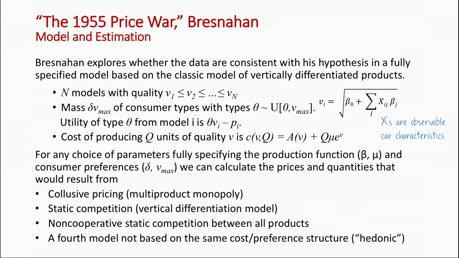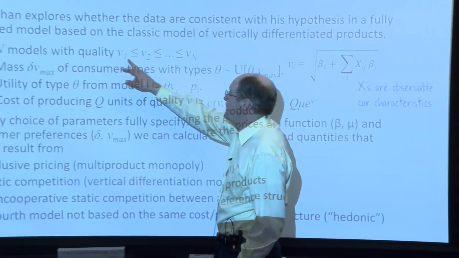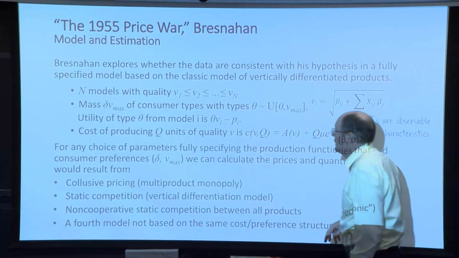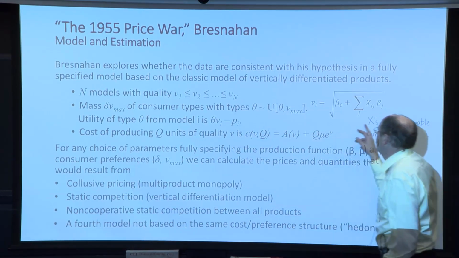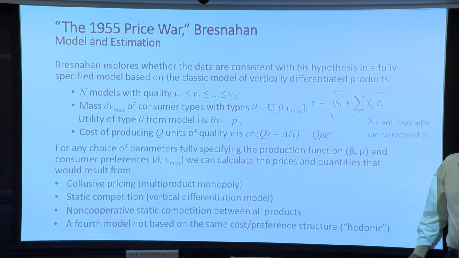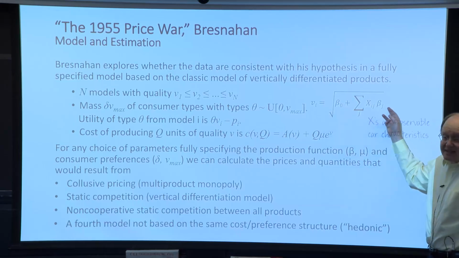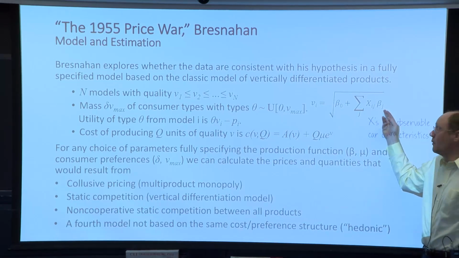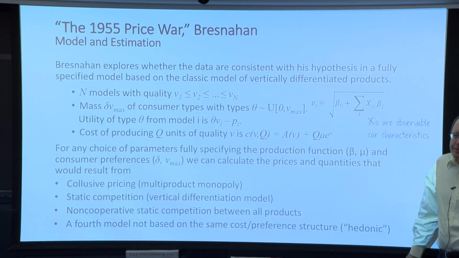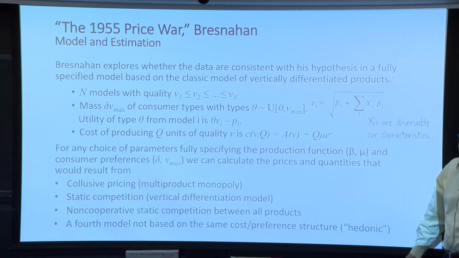So what did Bresnahan do? And this is where the paper starts to look awfully primitive these days. He basically wrote down the standard vertical differentiation model that I described in lecture. So suppose there are n models with qualities v1 through vn. And suppose that the quality of a car is simply a function of observable characteristics. What function of observable characteristics? Basically it's just the square root of x times beta, where x would contain things like the horsepower of the car, whether it had a V8 engine, the size in cubic inches, the weight of the car, whether it had air conditioning, things like that.